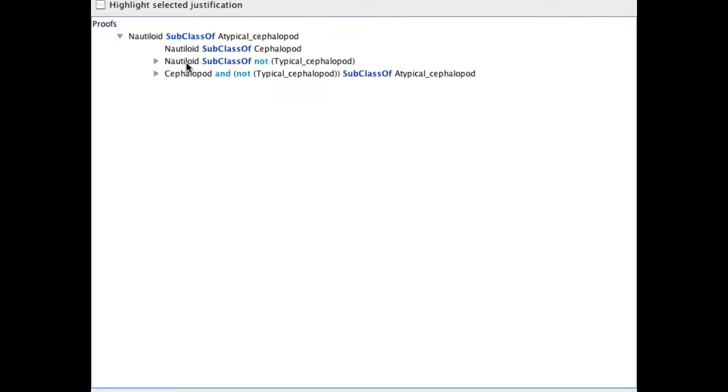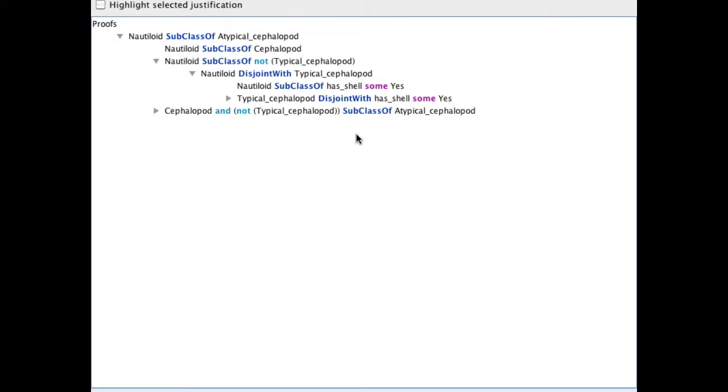Why is it the case that Nautiloid is a subclass of not typical cephalopod? Because this hasn't been asserted, this is derived, it's a lemma. Well, actually Nautiloid is disjoint with typical cephalopod. This is just a rephrasing of this disjointness axiom here.